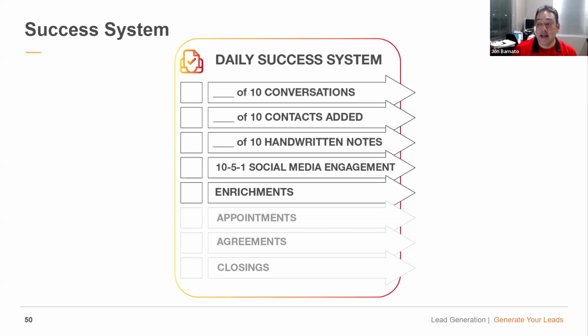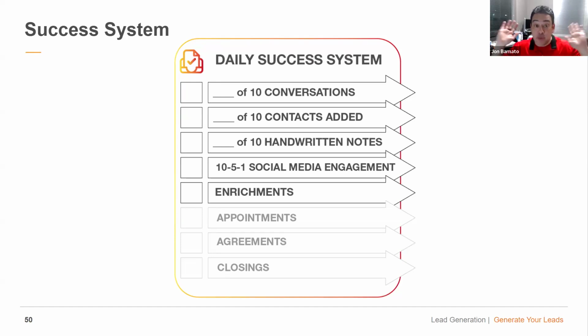Right? 10-5-1 social media engagement. You should be liking 10 people, writing 5 comments to people in your sphere, and doing 1 direct message to people. You got that? If you can stick to that formula, I guarantee you'll be considered Rookie of the Year in your business, in your office in 2025. I guarantee it.